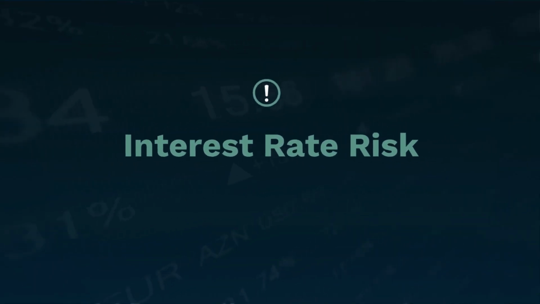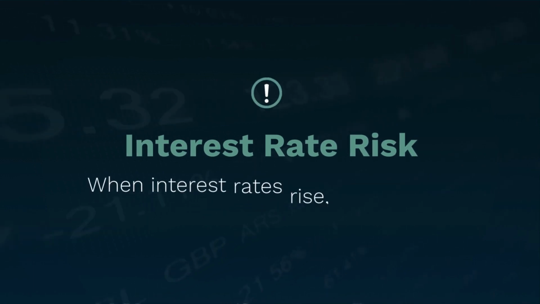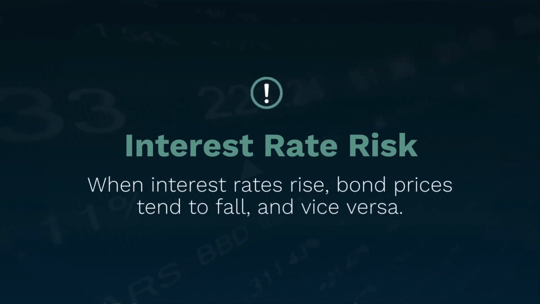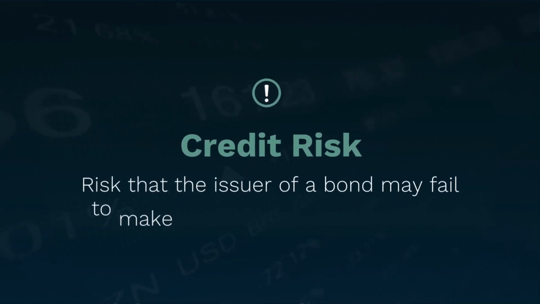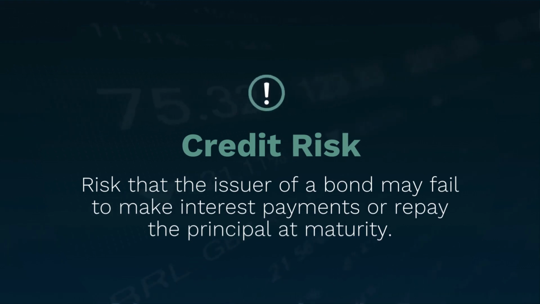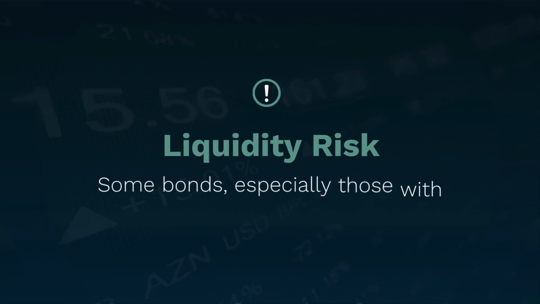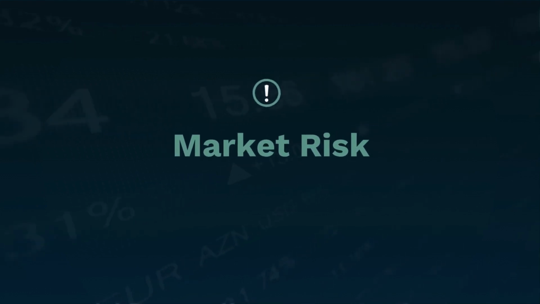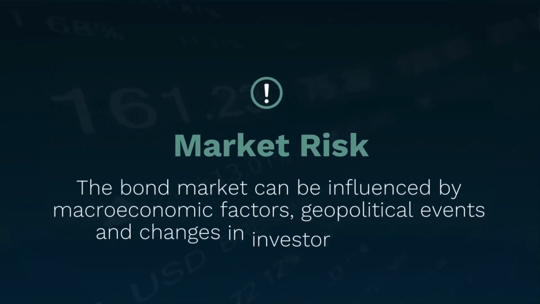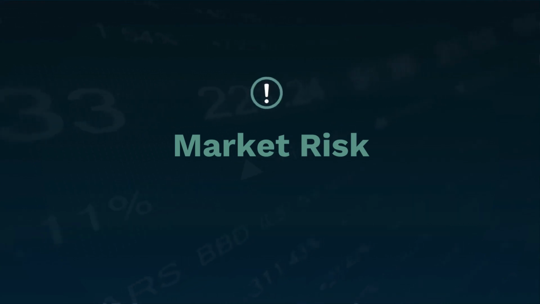Interest rate risk. Bond prices are inversely related to interest rates. When interest rates rise, bond prices tend to fall, and vice versa. Credit risk. Risk that the issuer of a bond may fail to make interest payments or repay the principal at maturity. Liquidity risk. Some bonds, especially those with less frequent trading, may lack liquidity in the secondary market. Market risk. The bond market can be influenced by macroeconomic factors, geopolitical events, and changes in investor sentiment.